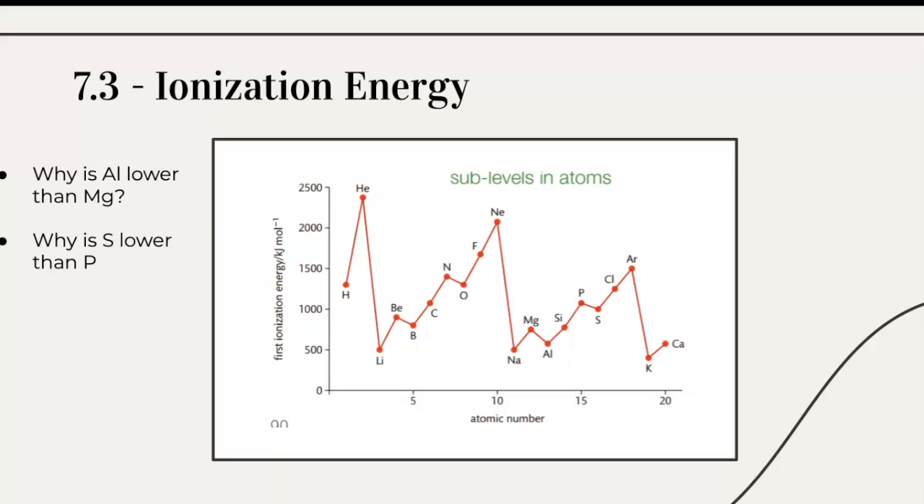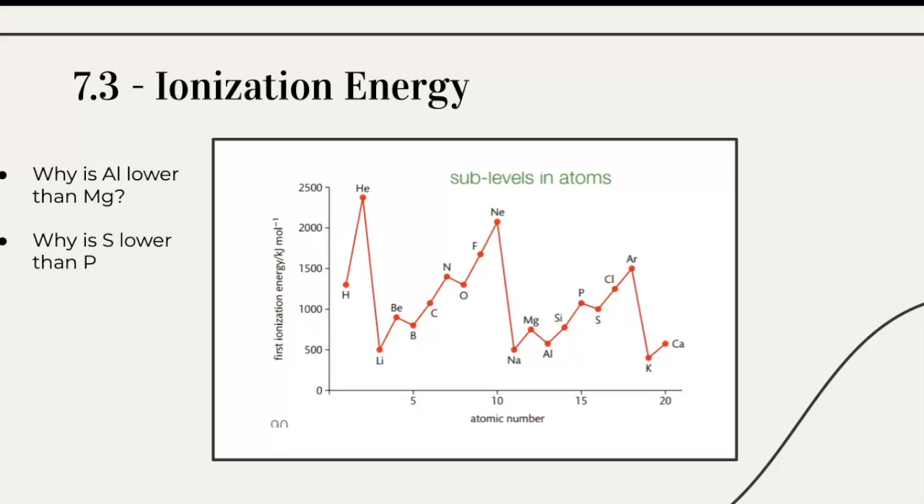Well, if you really think about it, when you look at your periodic table, Al is at a higher energy sublevel and farther away from the nucleus compared to Mg. And because it's at a higher energy sublevel, it's easier to yank that electron away and needs less energy to pull that electron away from the nucleus.